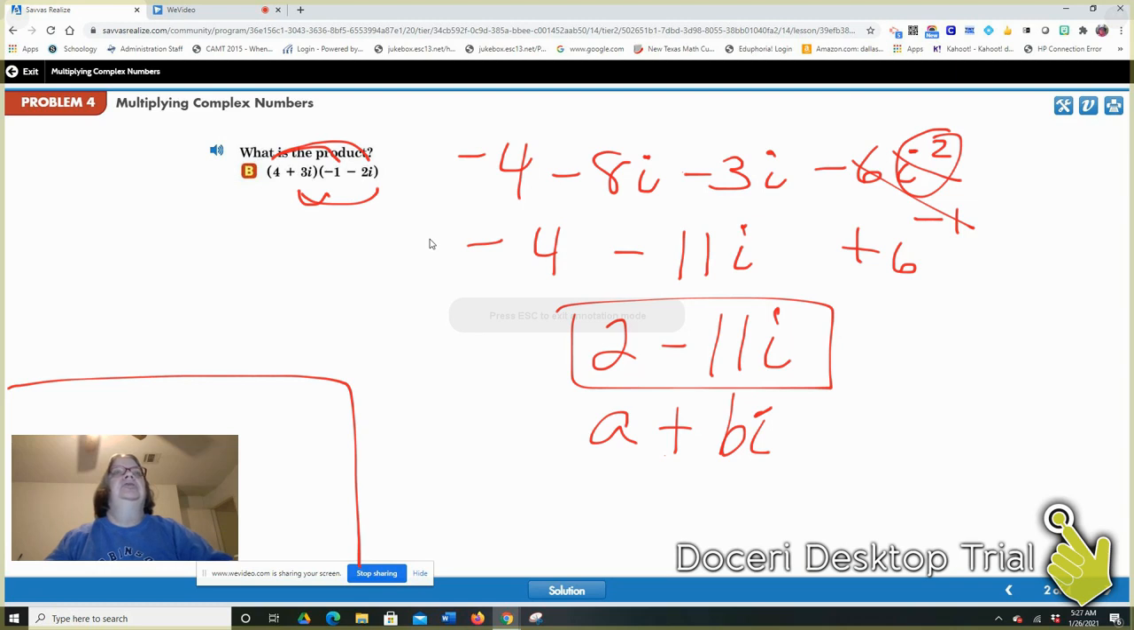Okay, what did we do? We distributed to do the multiplication. And we simplified, changing the i squared to negative 1, combining like terms.